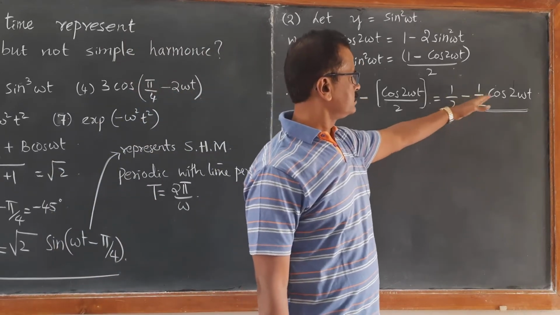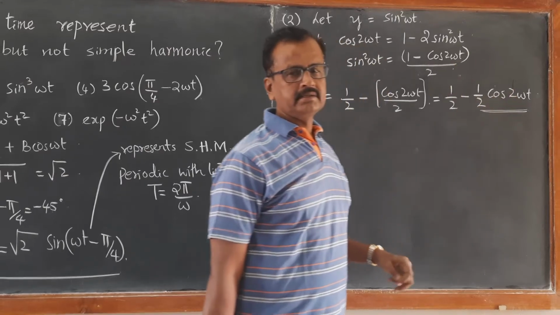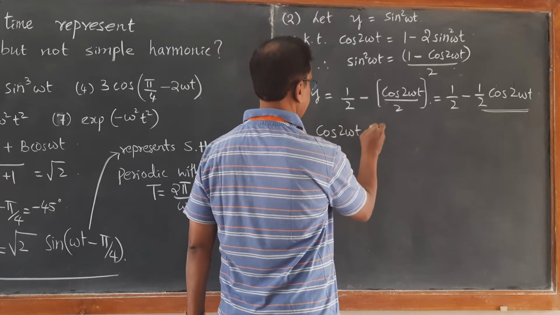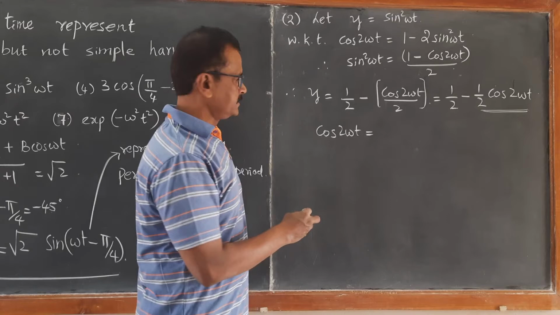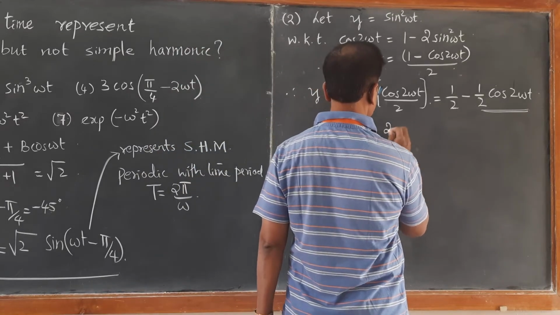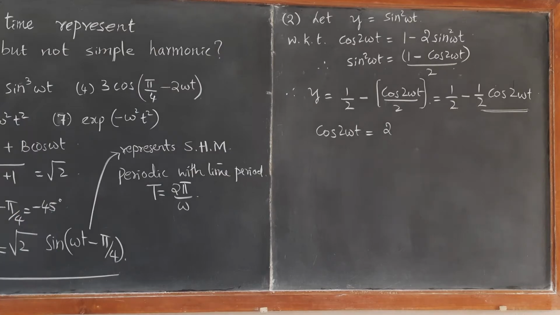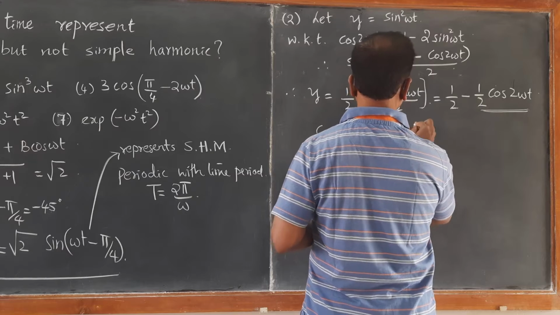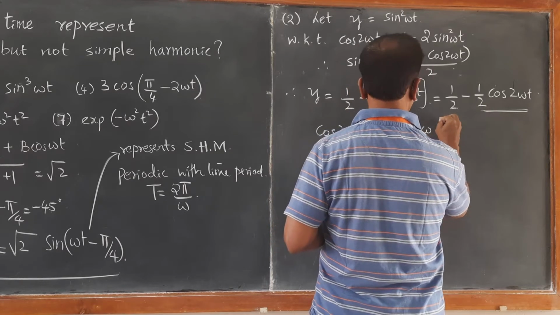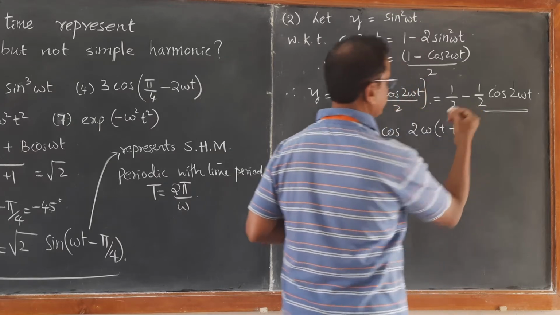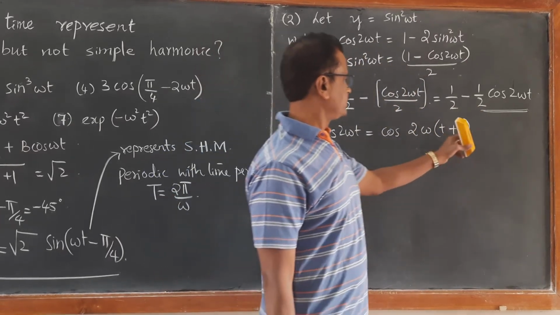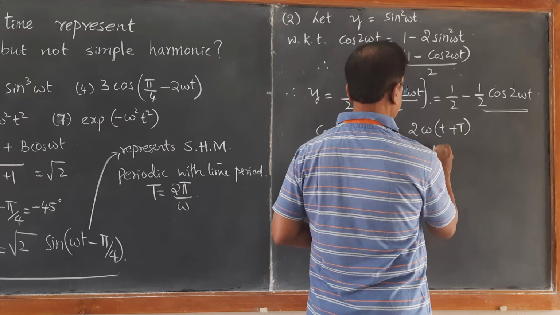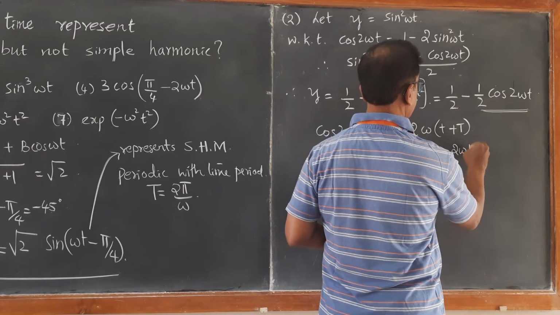How is it periodic? We have studied earlier. First, half is constant. Look at this, half cos 2 omega t. So what is its time period? Cos 2 omega t can be a periodic function if it is cos 2 omega t plus T, so that I can find out what is the actual time period. Cos 2 omega t plus 2 omega T.